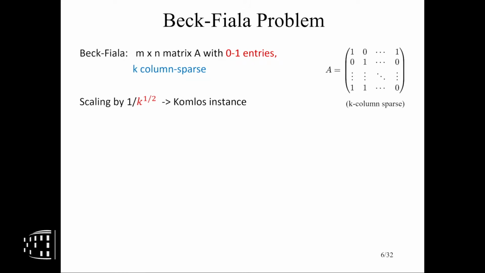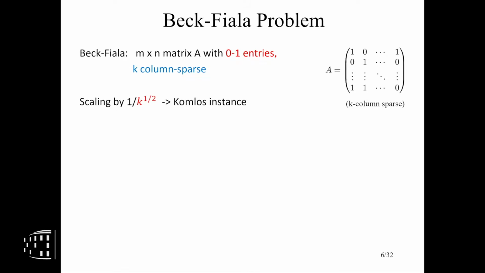Okay, and if you look at the Komlós setting, this was studied independently by combinatorialists, Beck-Fiala, back in the 80s. So I'll focus on this special case of Komlós. Let me state what this is. Again, you're given an m by n matrix, now with 0, 1 entries. And I want to normalize the column length, so we'll say it's k column sparse. So the L2 norm of a column is root k.